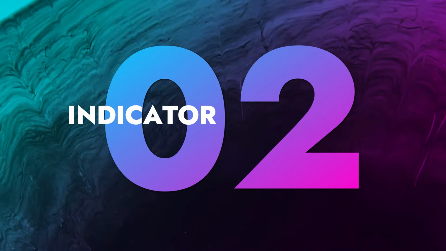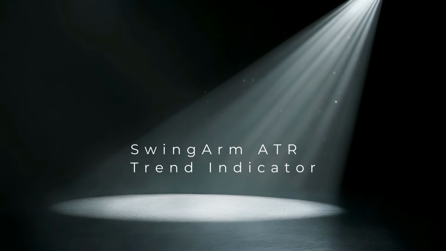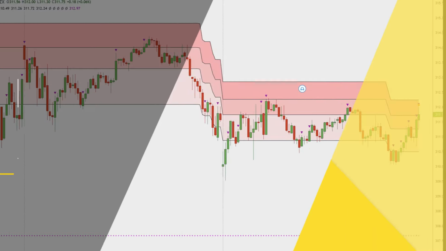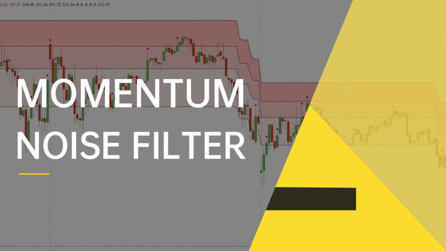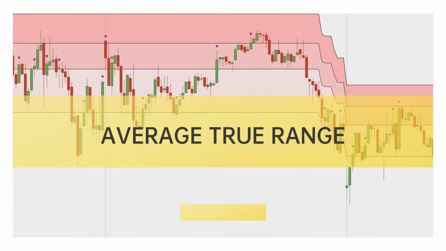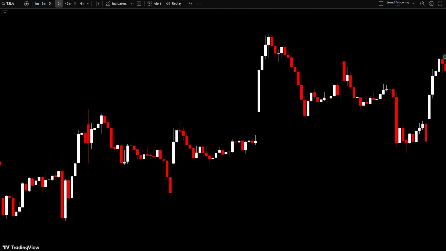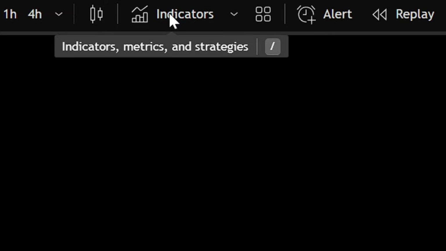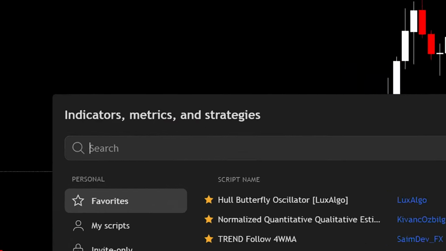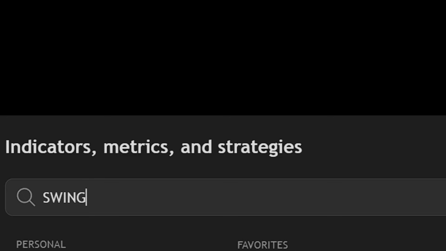That's where the second indicator comes in. The swing arm ATR trend indicator is a free tool on TradingView that acts as a momentum and noise filter. It uses an average true range to track volatility and momentum shifts. Adding it is just like before. Go to indicators. Search for swing arm ATR trend indicator and add it.